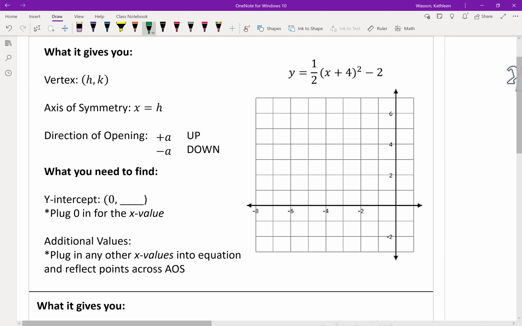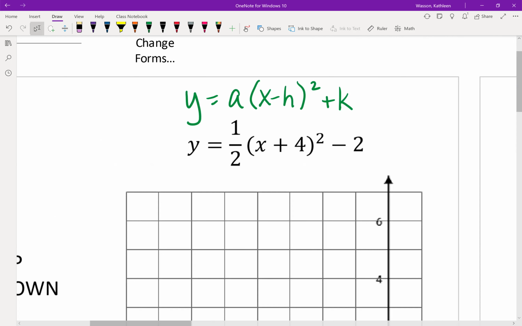When I compare this to the standard form equation, which is y equals a, and in the parentheses, I write x minus h, this is squared plus k. If I compare those, then I could say from this equation that I'm about to graph and describe, a is half and h is -4. And that's because when you read this equation, the sign for h is opposite from how it seems. And k is -2.